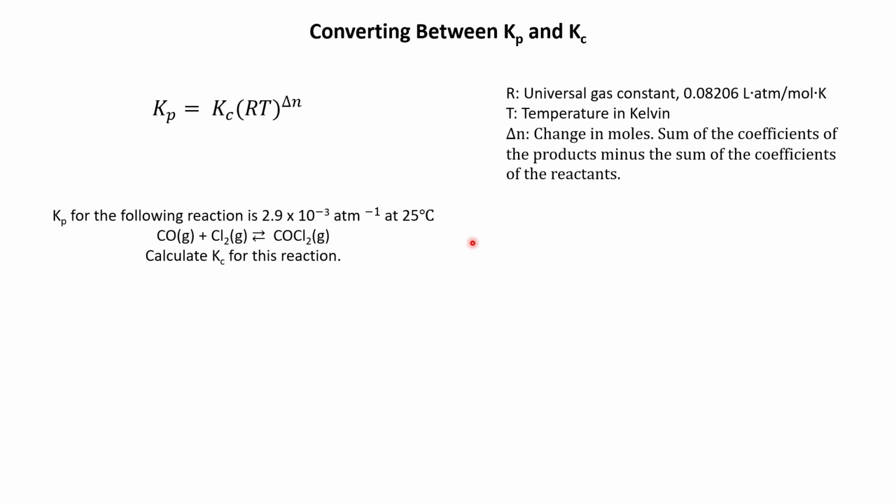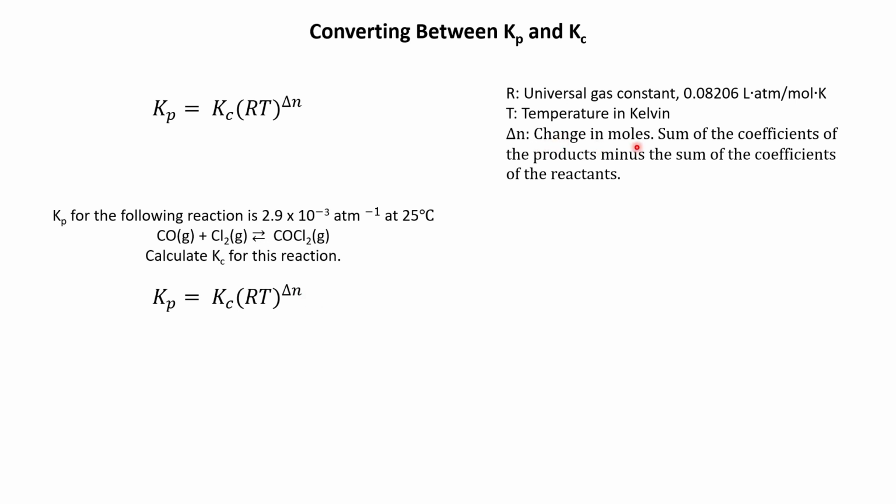It's a 1 to 1 to 1. Let's use our formula here, and let's calculate Kc. Just rewriting my formula right here. I am first going to calculate my delta N. I call these side calculations.